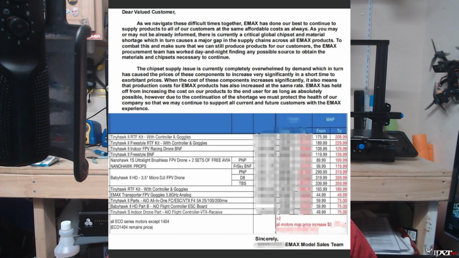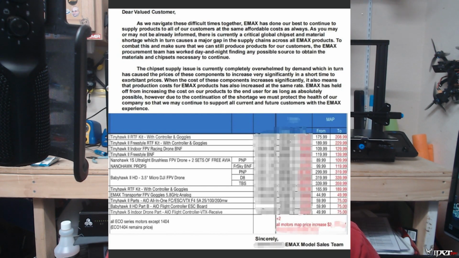"When the cost of these components increases significantly, it also means that production costs for Emax products have also increased at the same rate. Emax has held off from increasing the cost of our products to the end user for as long as absolutely possible. However, due to the continuation of the shortage, we must protect the health of our company so that we may continue to support all current and future customers with Emax experiences."